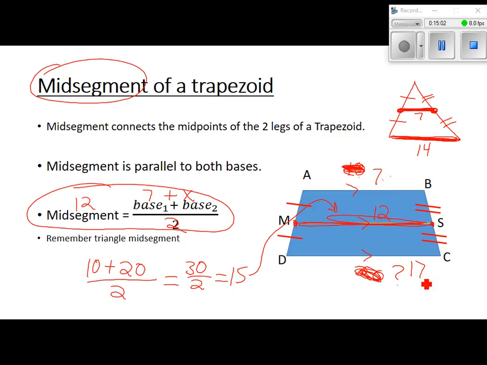That means this side down here has to be 17, and you can check your answer just by adding these two and dividing by 2. 17 plus 7 is 24. 24 divided by 2 is 12. So that would be the third side. And you just think it through, or you can use the formula, whichever way is the easiest for you.